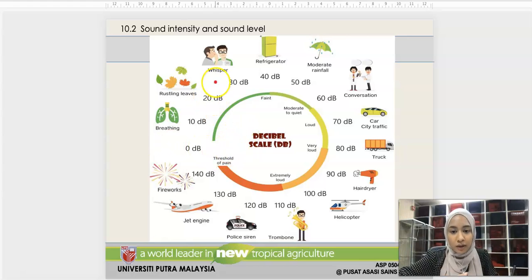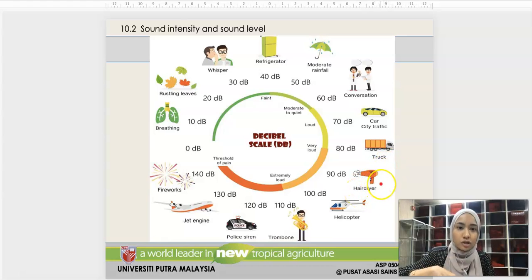Okay, so you have rustling of leaves, which is also a very soft sound. So that's 20 dB. Then you have your whisper, and then you have the sound of your refrigerator, and then you have moderate rainfall. And a conversation is typically 60 dB. And you have city car traffic, which is kind of annoying, but it's manageable. And then you have a truck, which is very annoying, but still it's not painful yet.